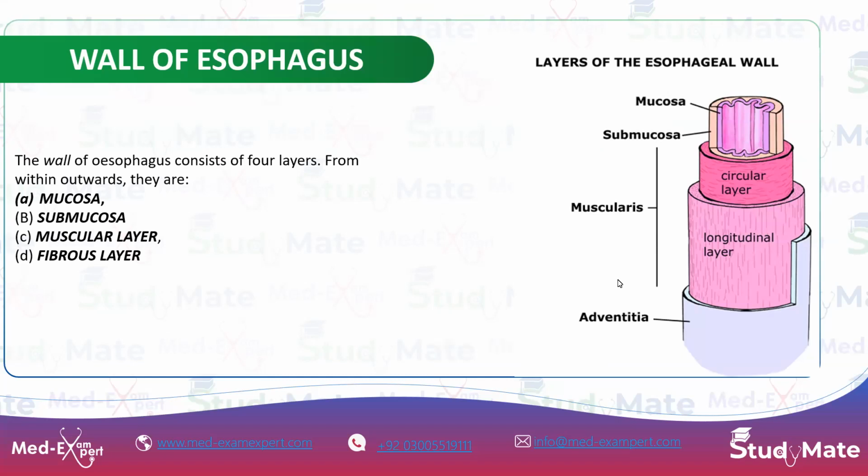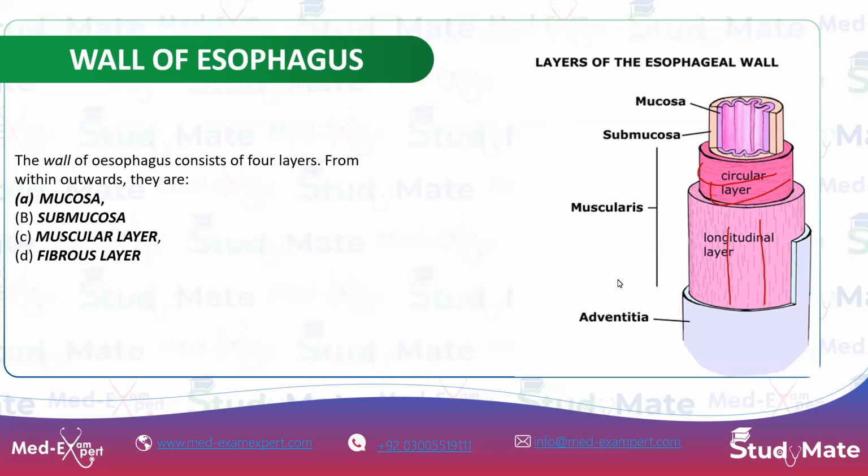Then muscular layer again has 2 parts, the longitudinal layer and the circular layer. The inner part is the circular and outer is longitudinal layer. The circular fibers at the lower end are thickened to form the cardiac sphincter. And the upper third of esophagus have striated, whereas the lower third have the smooth, and middle third have both the striated and the smooth muscle fibers, which we'll be looking in detail shortly.